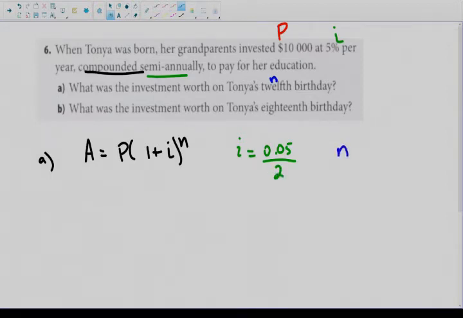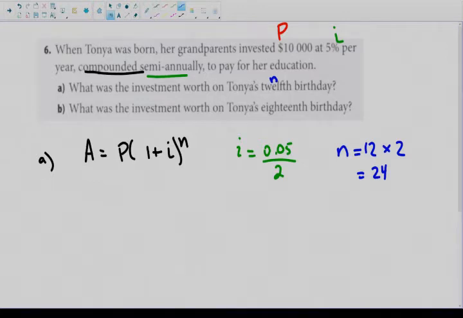Our N value, well, how many years have elapsed from when she was born to her 12th birthday? Well, that's going to be 12. But how many interest payments are you getting over those 12 years? Well, you're getting 2 interest payments per year times 12 years. You're getting 24 interest payments overall.